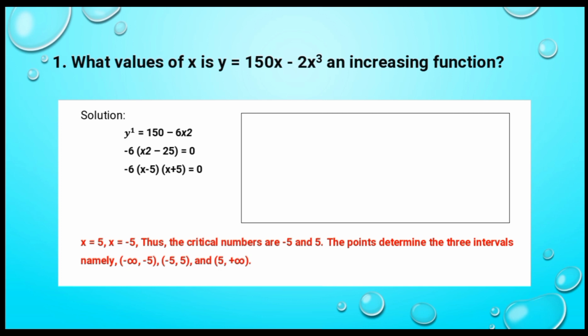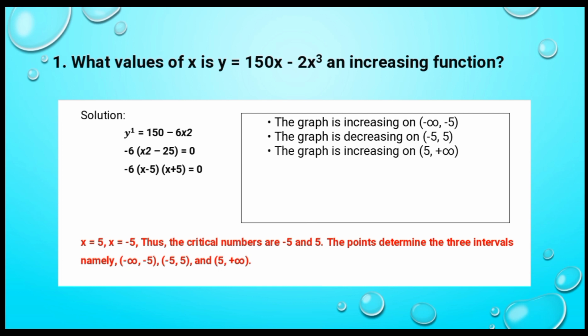The points determine three intervals, namely negative infinity to negative 5, then negative 5 to 5, and lastly 5 to positive infinity. The graph is increasing on the interval negative infinity to negative 5. Then the graph is decreasing on the interval negative 5 to 5. Then lastly, the graph is increasing on the interval 5 to positive infinity.